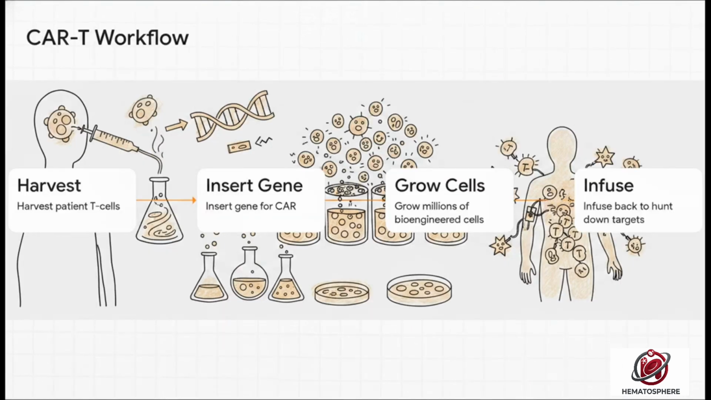The clinical workflow here is nothing short of science fiction made reality. First, we harvest the patient's own circulating T cells. Next, we insert the specialized gene for the CAR. Then comes the critical expansion phase. We grow millions upon millions of these newly minted super soldiers in a lab, multiplying them into an overwhelming biological army. And finally, we infuse them right back into the patient, where they autonomously hunt down specific targets, like the CD19 antigen on a relapsed B-cell acute lymphoblastic leukemia. We are quite literally reprogramming biology to cure the incurable.